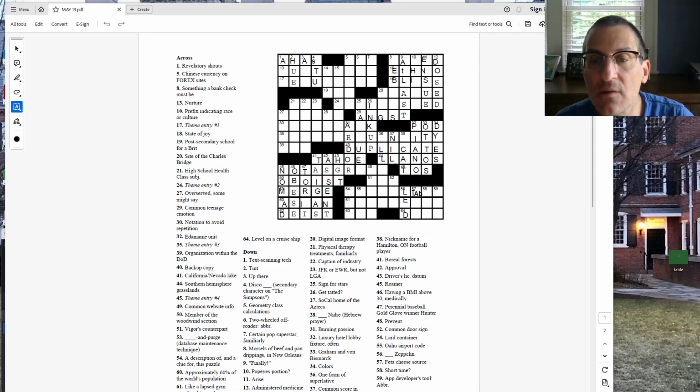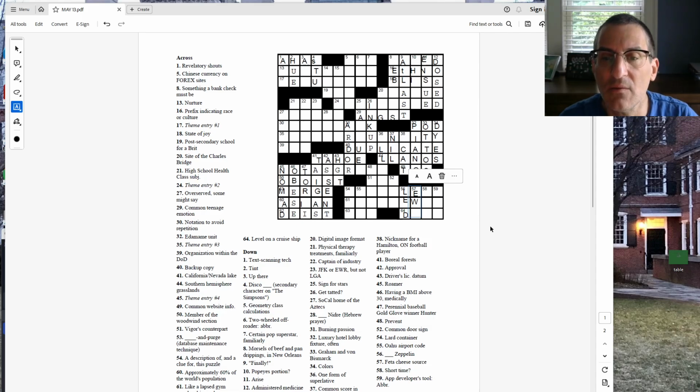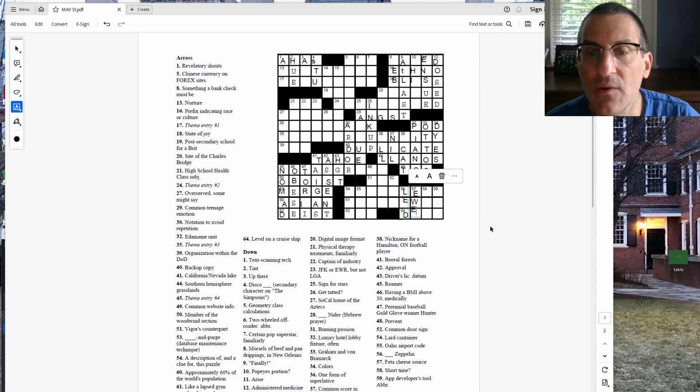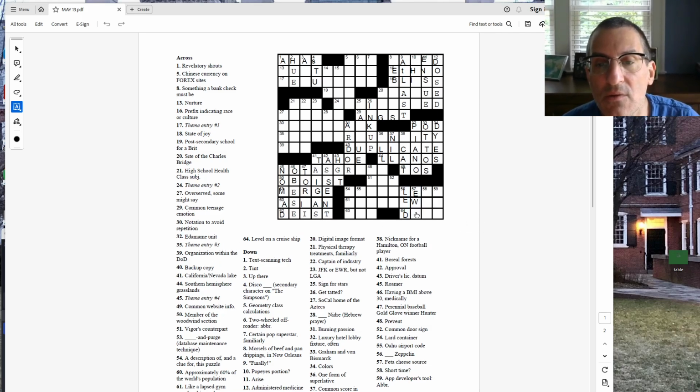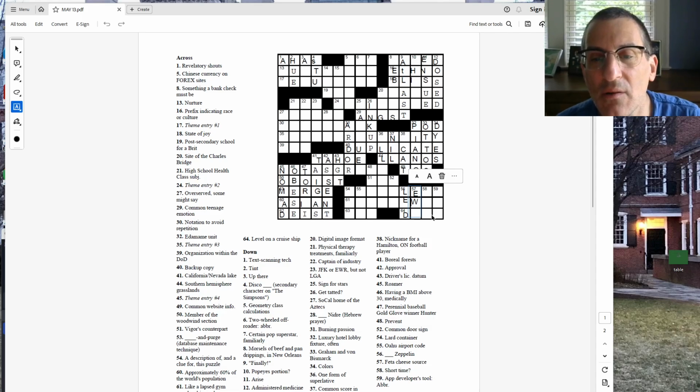Feta cheese sauce is probably a U. That's goat cheese. Or is it? No. I thought it is goat cheese. Isn't it? That's going to be a little wonky there. Let's see if you... I don't like it. I'll go back here. 64 is level on a cruise ship. Level on a cruise ship. It's not going to let me, is it? Oh, damn it.